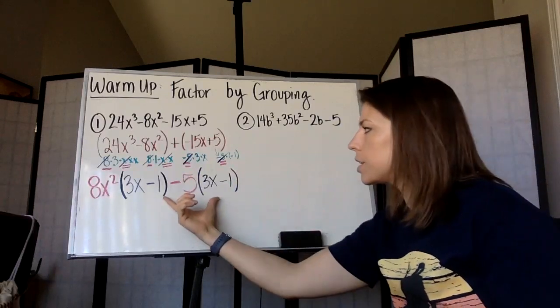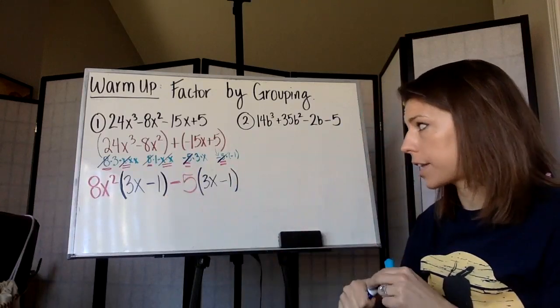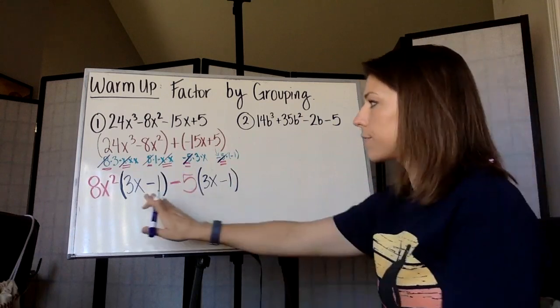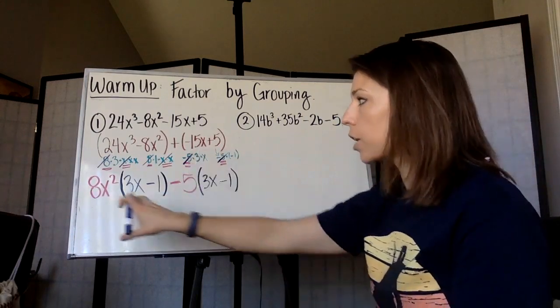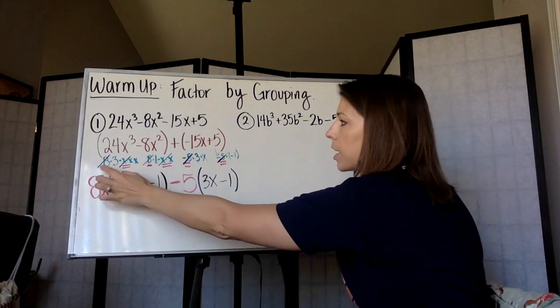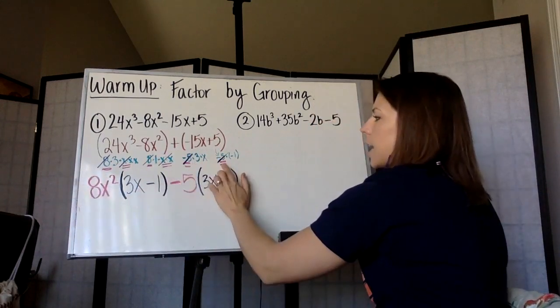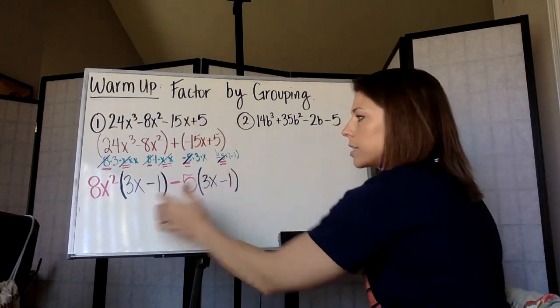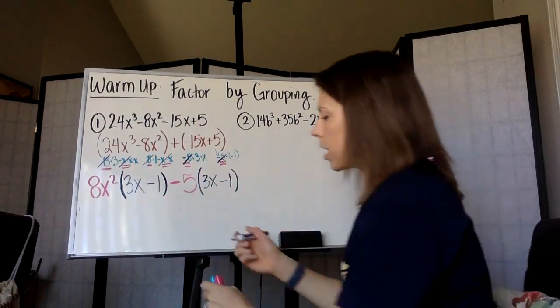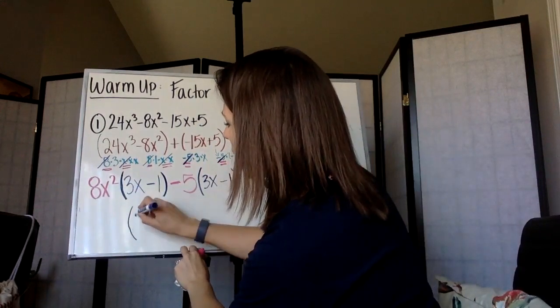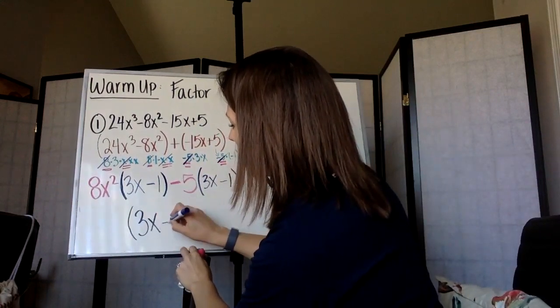So the first thing we're going to do is take out our common binomial factor, which is 3x minus 1. Because if you have something in common, that can go out in the front. We already know that from here. These had 8x squared in common, so we put that in the front. These had negative 5 in common, so we put that in the front. These both have 3x minus 1 in common, so we put that in the front. 3x minus 1.